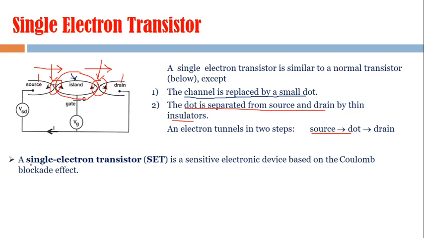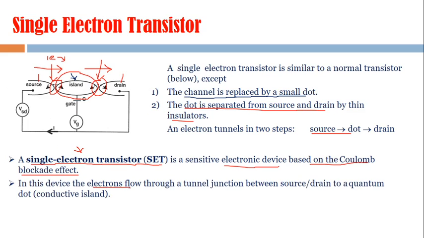So we can define the single electron transistor in this way: it is a sensitive electronic device which is based on the Coulomb blockade effect. We will talk about the Coulomb blockade effect in the coming slides. It is called a single electron transistor because the structure and the physics, or the tunneling, is designed in such a way that normally only one electron at a time can cross the tunneling junction. The electrons travelling from source to drain travel in a very controlled way, one by one. So you can say even the movement of the carriers is controlled at the electron level.